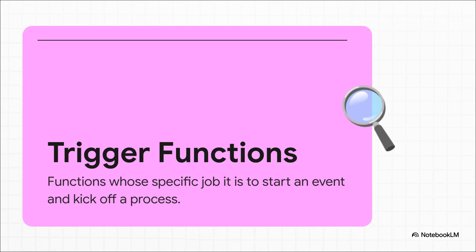Now, so far, we've mostly talked about events that you start, but sometimes the program itself needs to kick things off, like an autosave every 5 minutes. A trigger function is the piece of code whose only job is to fire the starting pistol for an event like that. It doesn't do all the work, it just gets the ball rolling.